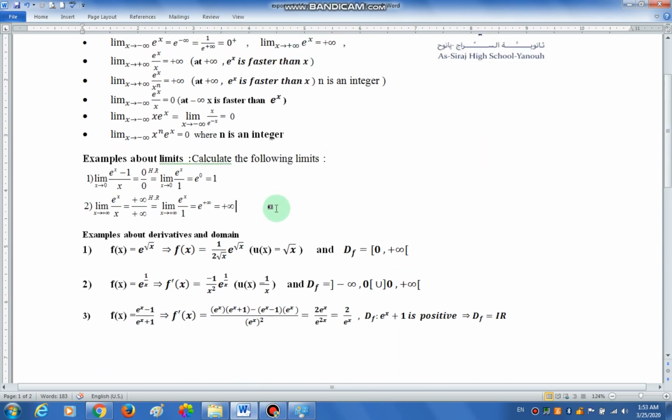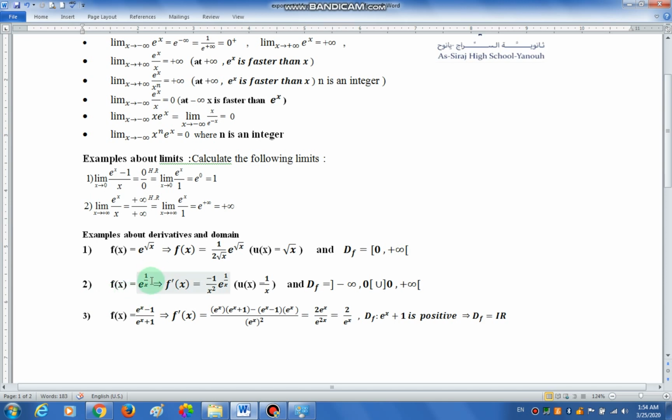Now I'm going to take examples about derivatives and domain of definition. We have 3 functions. In each function, I want to find the derivative and the domain. Let's remember what's the derivative of e power u. It is u prime e power u. What's u in our example here? It is radical x. So f prime x is equal to u prime e power u. U prime is 1 over 2 radical x. This is the derivative of radical x. Now the domain of this function is the same as the domain of u. The domain of u is what? x positive. So the domain of f is from 0 to plus infinity.